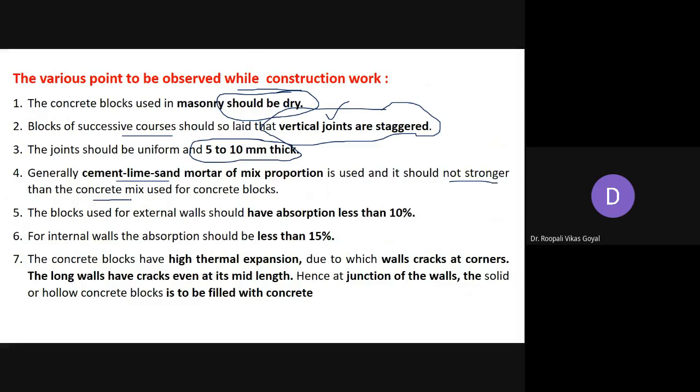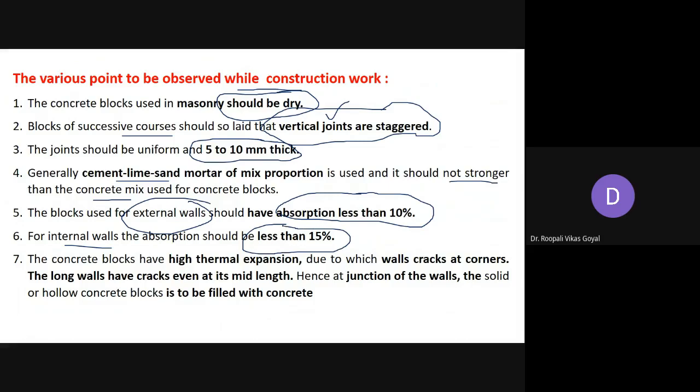That is the requirement. The blocks used for external wall should have absorption less than 10%. And if you are using these blocks for the internal wall, the absorption should not be more than 15, means it should be less than 15%.